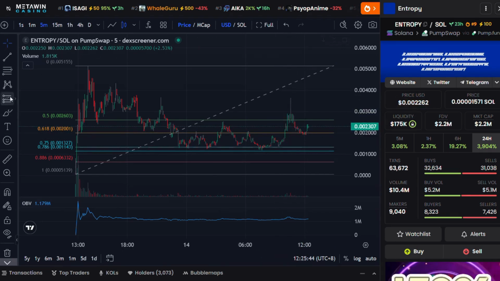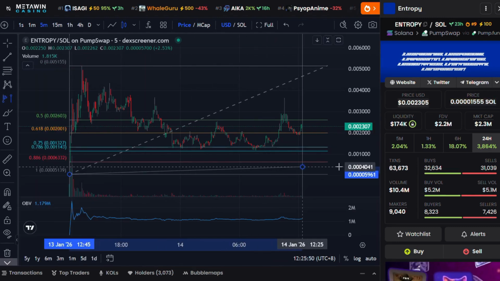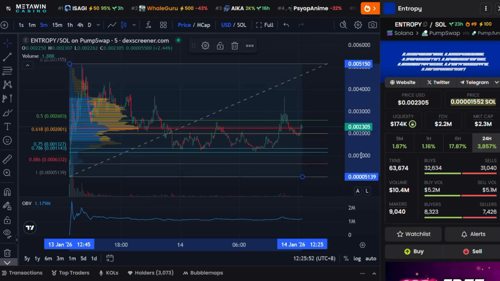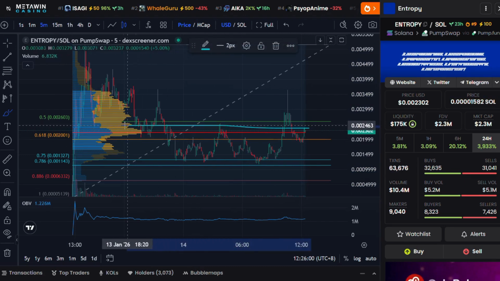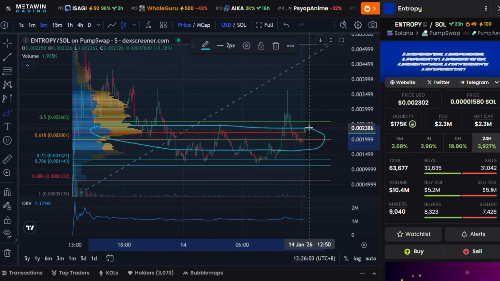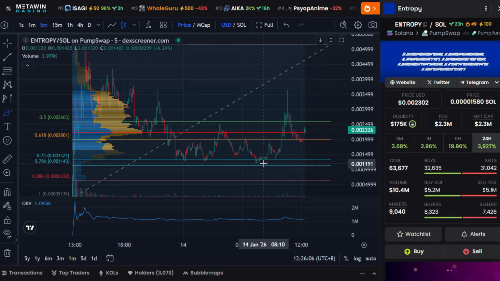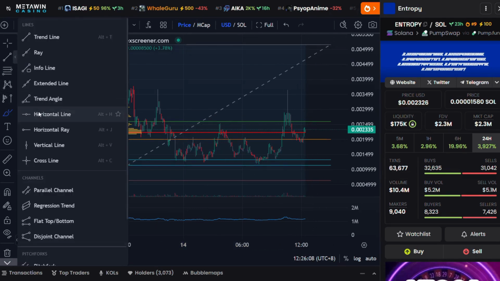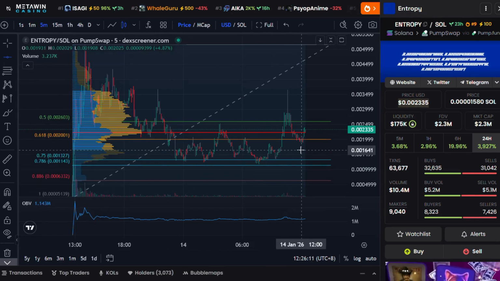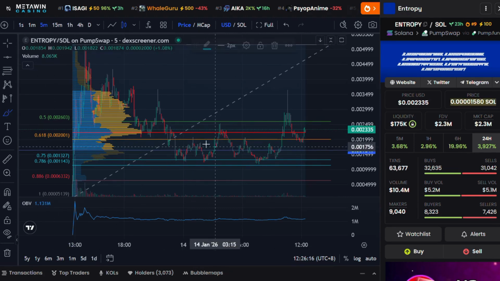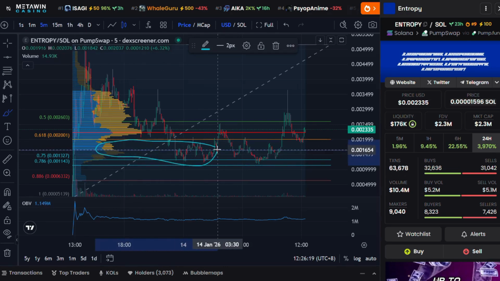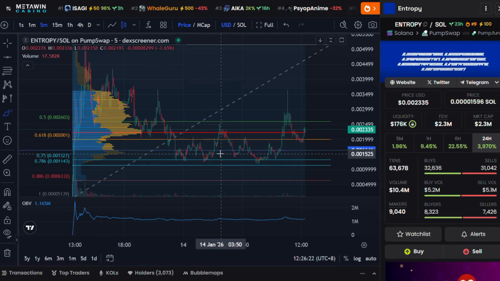Next, I want to add the fixed range volume profile across the full life of the token. What we can see is that price is currently interacting with the point of control, which represents the level where the most trading activity has taken place and where the market currently sees fair value. If we look slightly lower, we can also see that price has successfully reclaimed the value area low of the range and is holding above it. This is a constructive sign as it shows acceptance back into value after the previous sell-off.